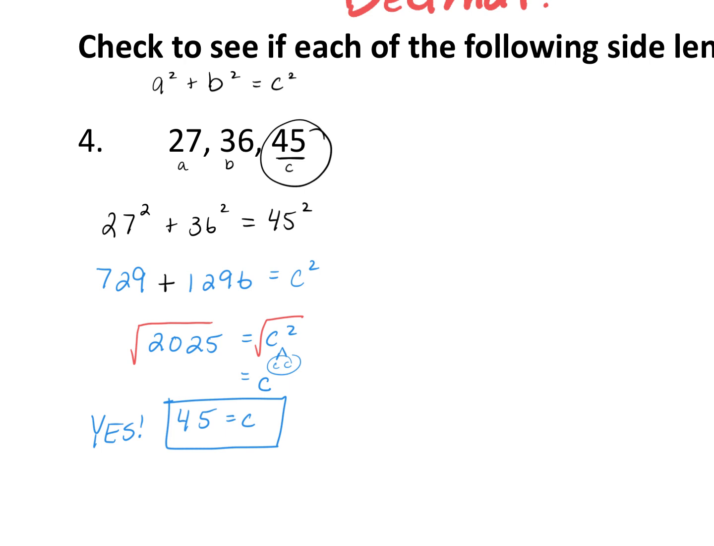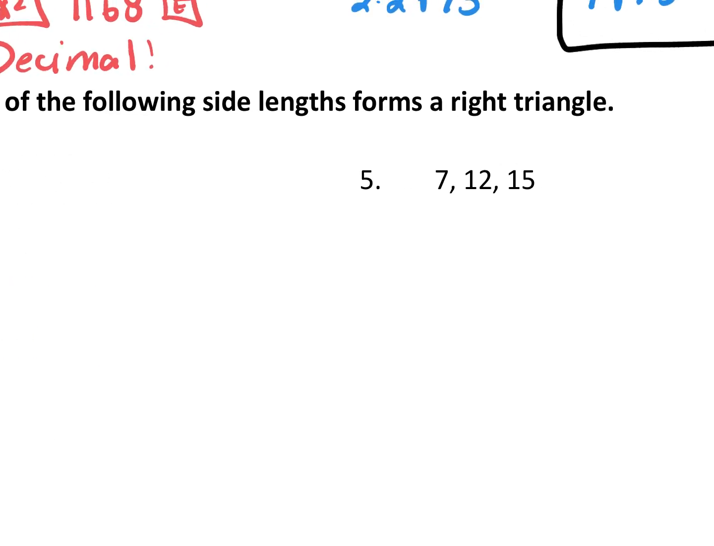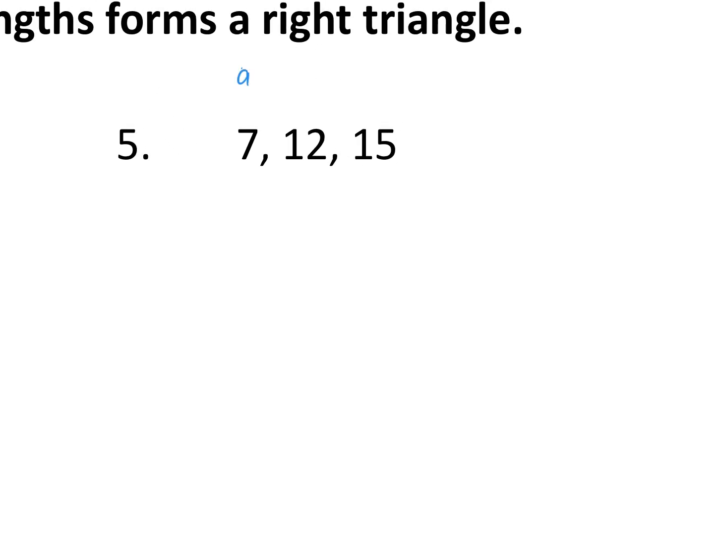Now let's see if we can prove these 3 numbers, 7, 12, and 15. I'll write a quick a squared plus b squared equals c squared to help you remember. I'm looking for my biggest number, which is 15, so this must be a, this must be b, and this must be c. You might be thinking, they're all in order, Mrs. Baxter. Well, they don't always present the numbers in order, so always pay attention that the largest number is always c.